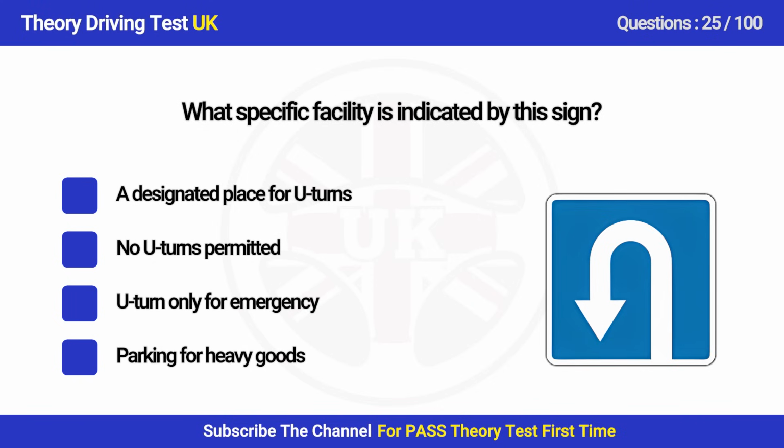Question 25. What specific facility is indicated by this sign? A. A place for U-turns. B. No U-turns permitted. C. U-turn only for emergency. D. Parking for heavy goods.